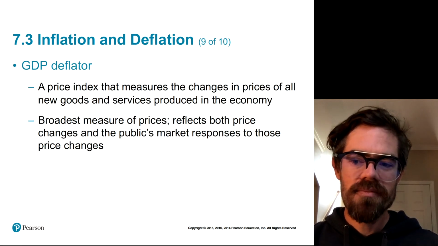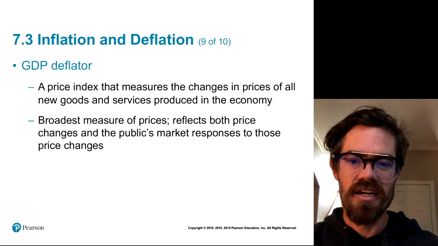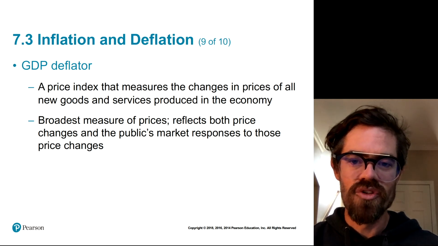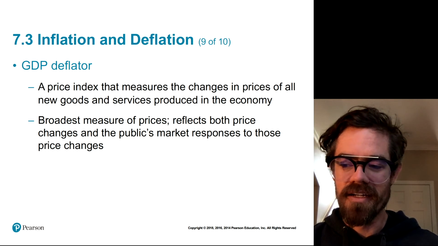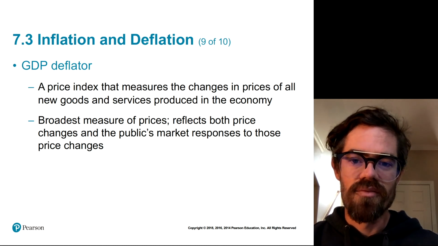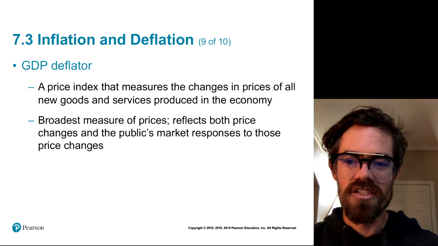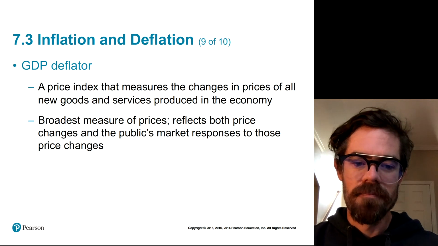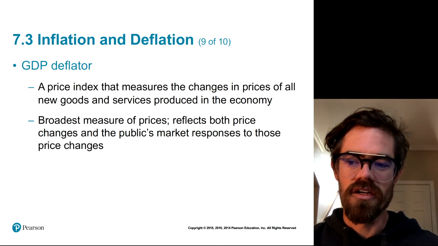The GDP Deflator is a price index that measures the changes of all prices in the economy of new goods and services produced in the economy. So it does not include things that have been produced in the past. It only includes new goods and services. It doesn't include used items, things that are not new. And again, this is the broadest measure of prices. It reflects both price changes and the public's market responses. So how do people change their purchasing behavior in response to those price changes? This is probably the broadest and best measure of prices in the overall economy.